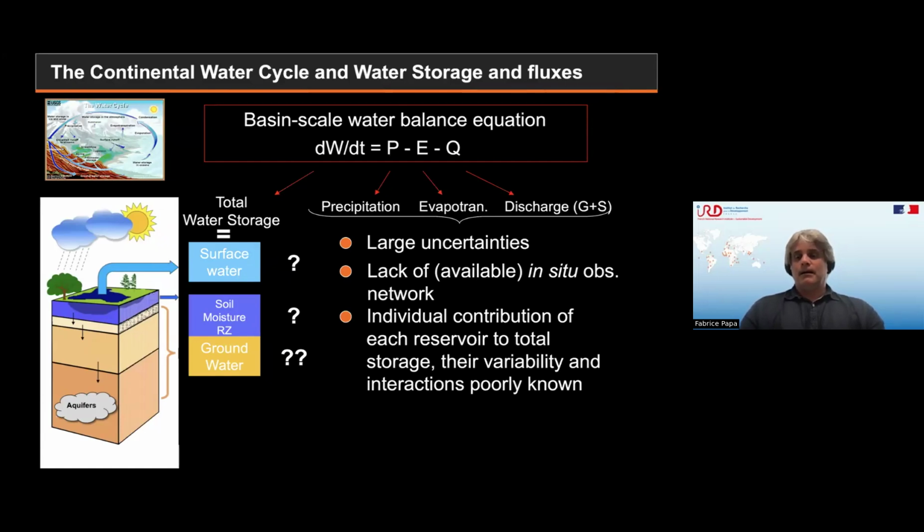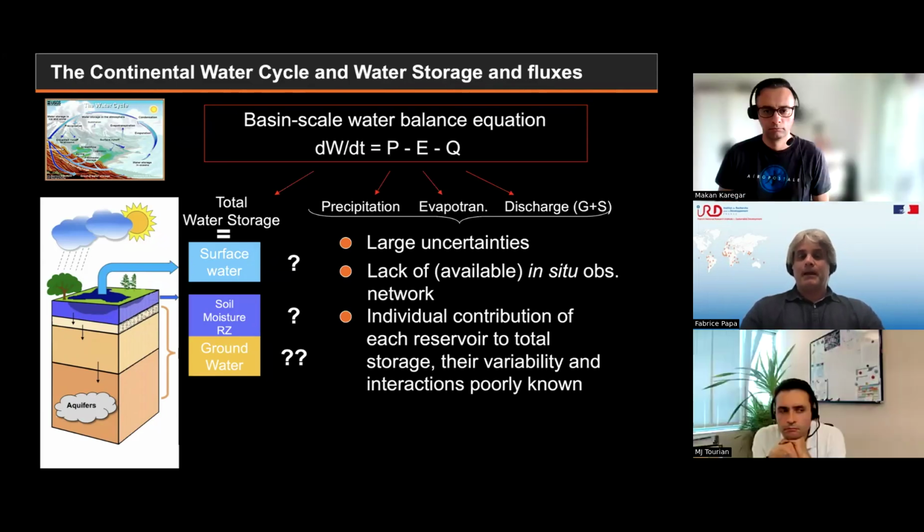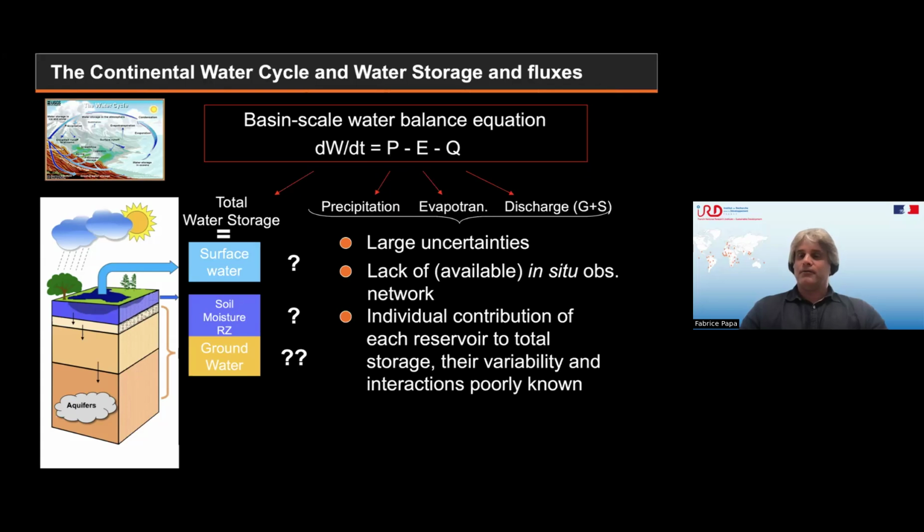And if we go back to the basin scale water balance equation, the storage variation in time is linked to the precipitation, the evaporation, and the discharge. The total water storage that we know, its variability, can be decomposed into three other components, which are the surface water, the soil moisture, and the groundwater. And all these quantities, still in 2025, we have high difficulty to quantify and to measure.